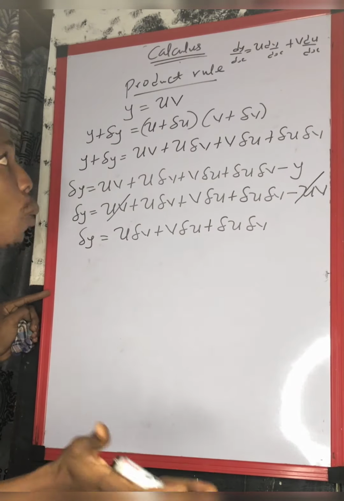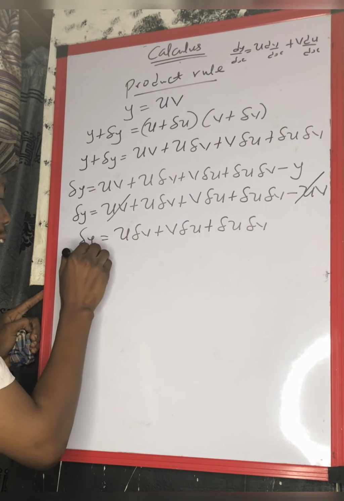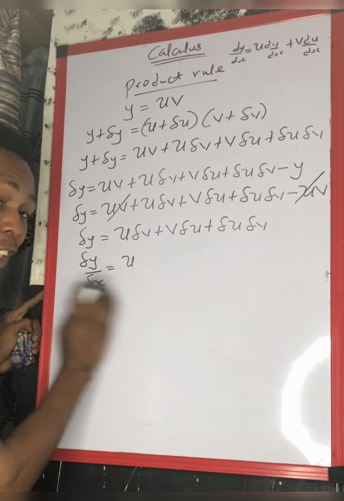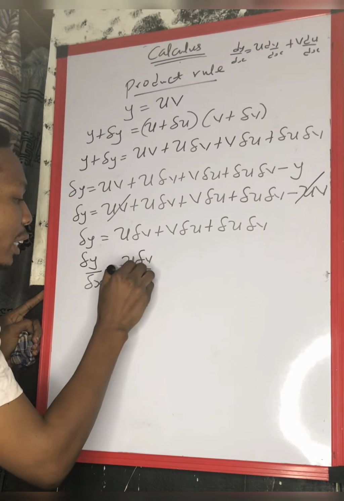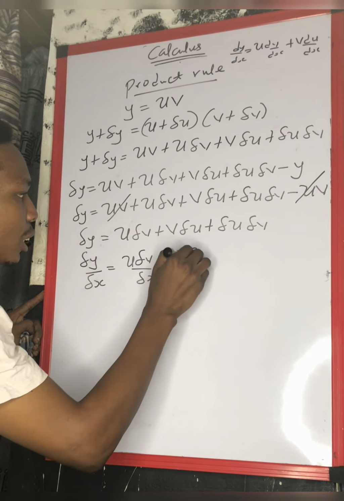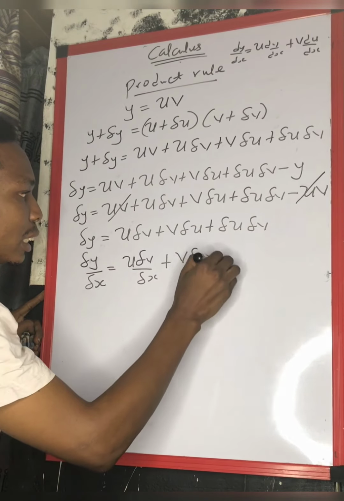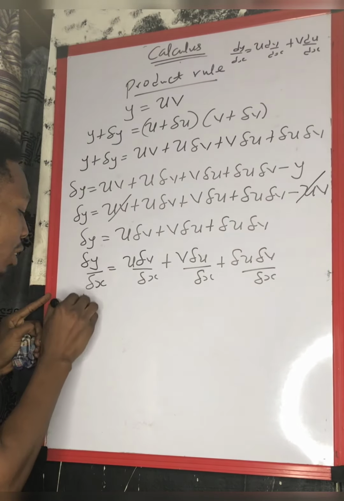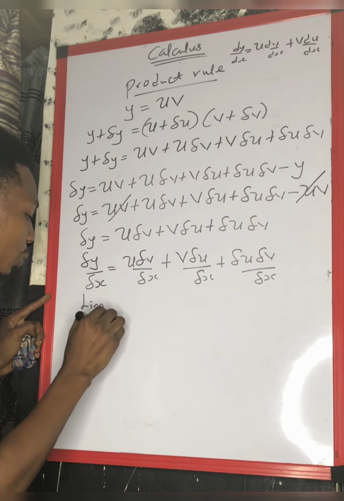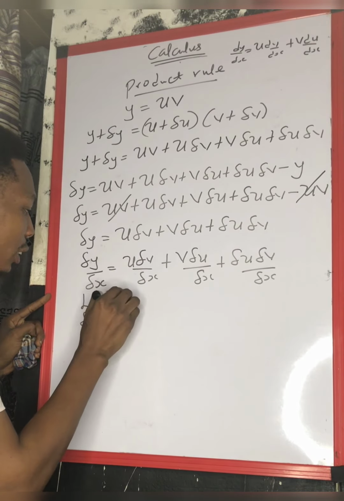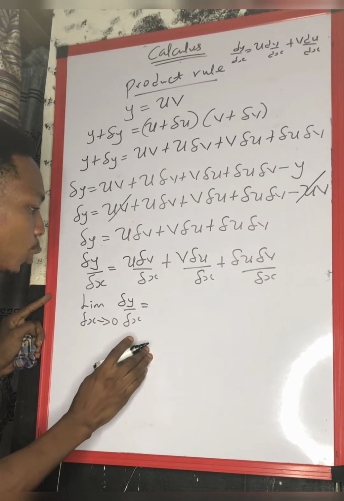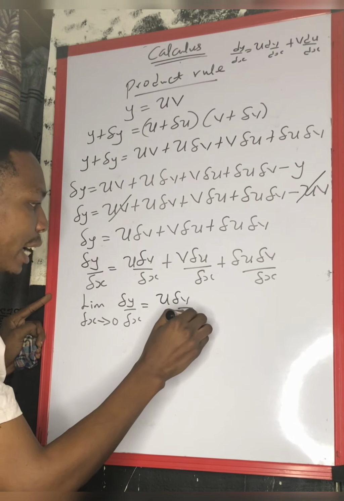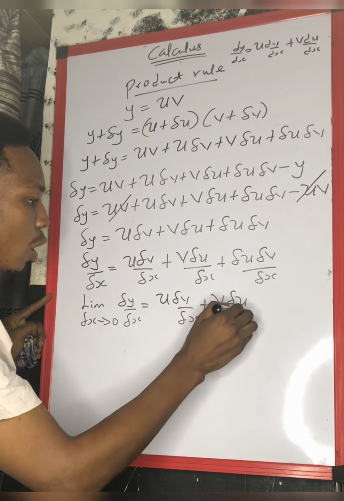What we are looking for is dy/dx. So what you do is divide through by change in x. It becomes change in y over change in x equals u change in v over change in x, plus v change in u over change in x, plus change in u change in v all over change in x. Then after that, take the limit as change in x approaches 0. So it becomes dy/dx equals u change in v over change in x plus v change in u over change in x.